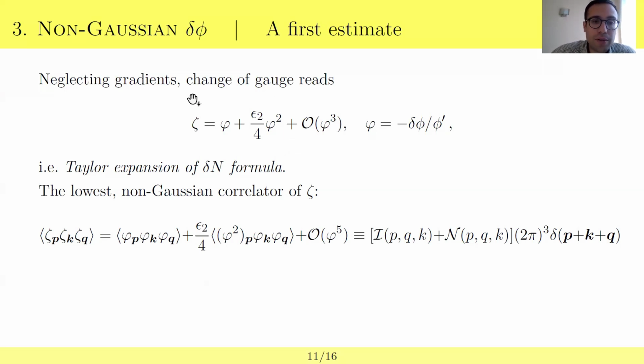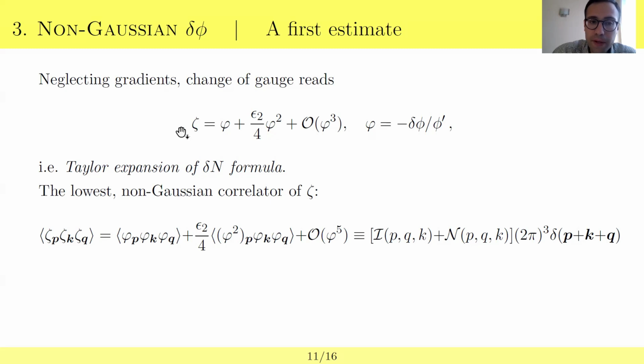To this end, consider the change of gauge we saw before, but just cutting at the second order. So we only keep the linear term of the transformation and the quadratic one. Of course, we could add more. We could add all of them actually, up to gradients, if we use the delta N formula as we discussed before. But for this example, we keep just the linear and quadratic terms.